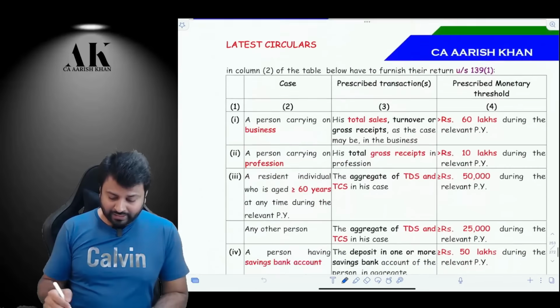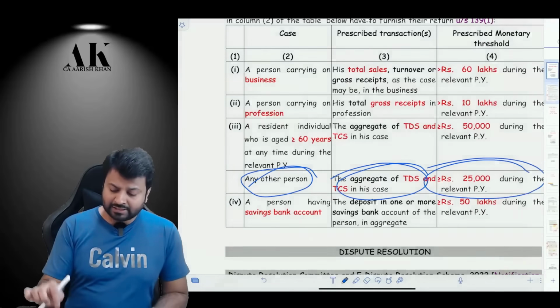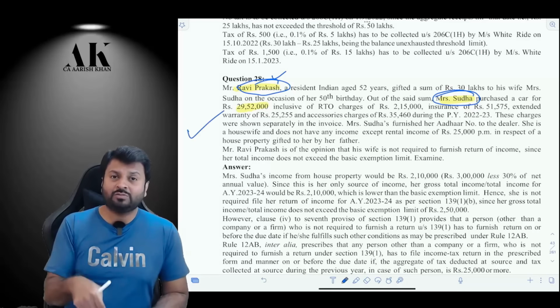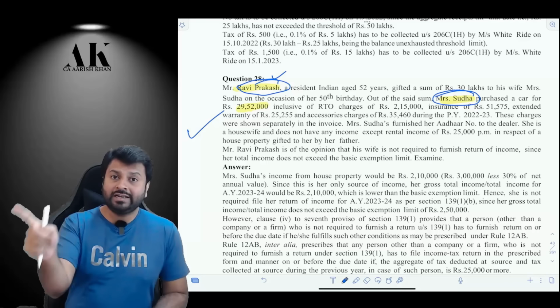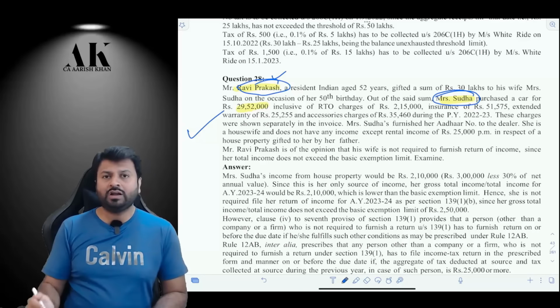As you can see over here, if a person's TDS or TCS is greater than or equal to 25,000 rupees, then that person is also liable for filing the return. So that is what they have tested over here. That small circular, that small rule is tested over here. Therefore, Ms. Sudha has to file the income tax return because her TDS is exceeding 25,000 rupees. If it is 25,000 or more, you are liable for filing the income tax return.